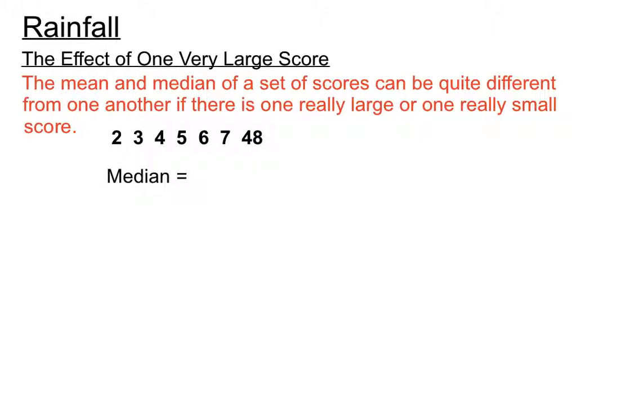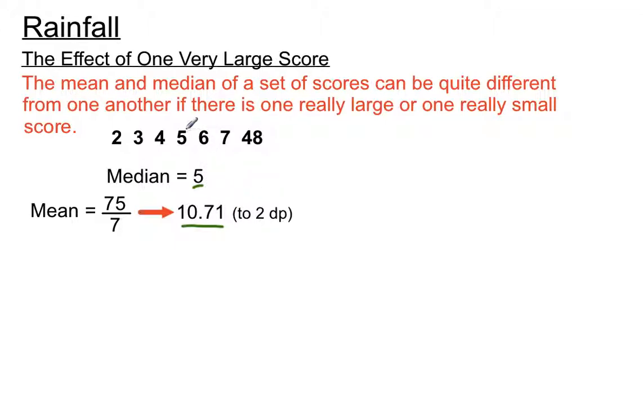So the median of that set of scores, which are all in order there: there are 7 scores altogether, so the median will be 5. That's the middle score when they're placed in order. Okay, the median's 5, but when we add up all the scores and divide by how many scores there are, we've got a total of 75. 48 helps a lot in that total, and we divide by 7 and we get a mean that's much larger than the median: 10.71, rounded to 2 decimal places. You can see that the median is 5, but the mean is 10.71.